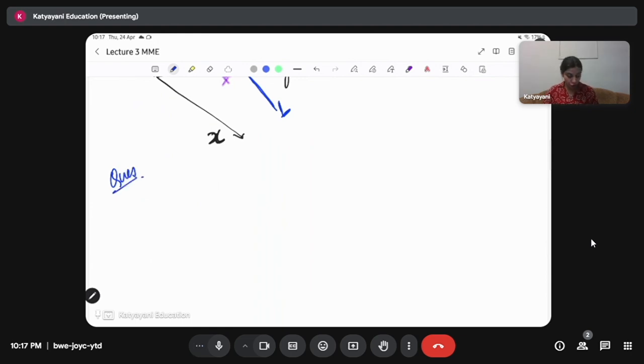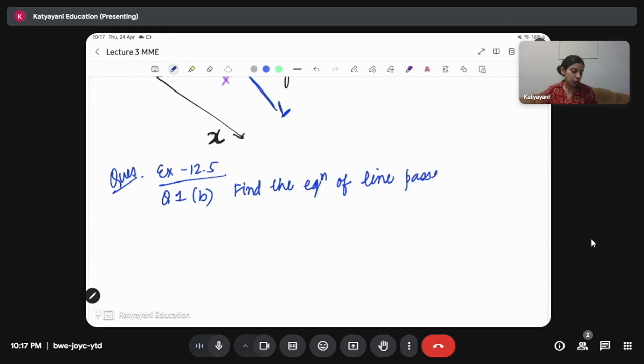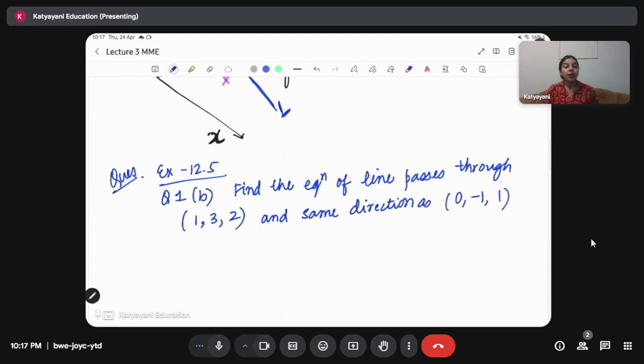This is a question from exercise 12.5, question number 1, part B. It says: find the equation of the line that passes through a point (1, 3, 2) and has the same direction as (0, -1, 1).